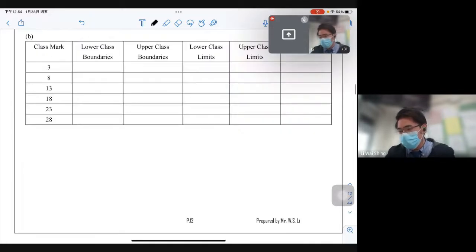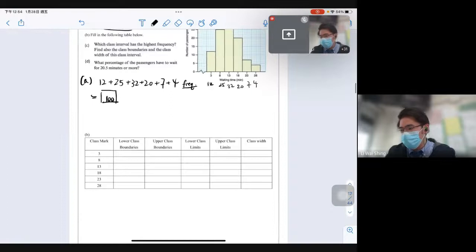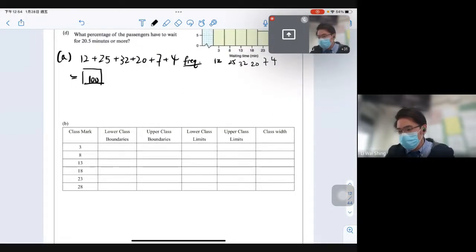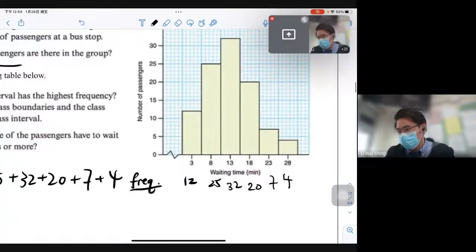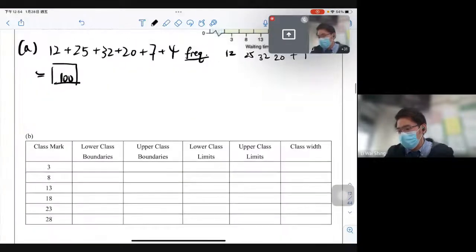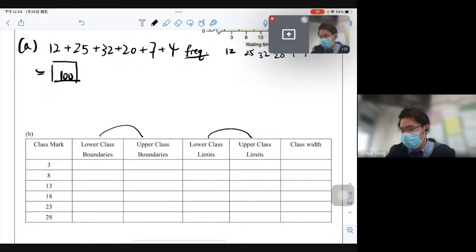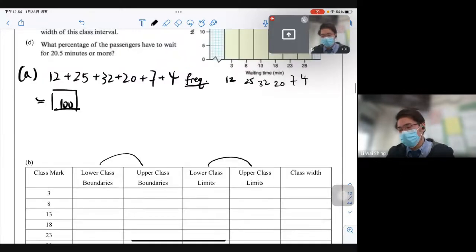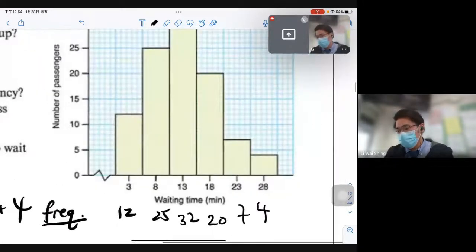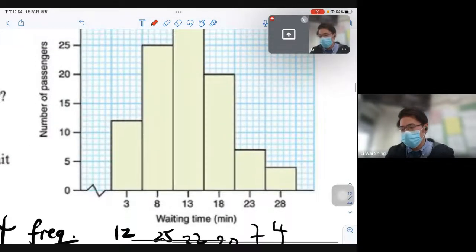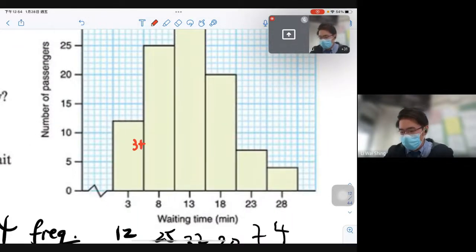Okay, fill in the table below, the second one. Next, I give you the class mark of each group. Please find the class boundary, class limit and the class width. So first of all, let's take a look at the figure. Between 3 and 8, you know that you can use (3 plus 8) over 2 equals 5.5.